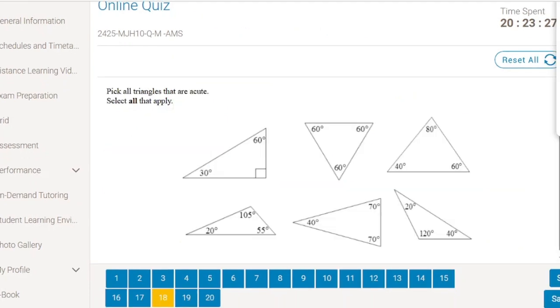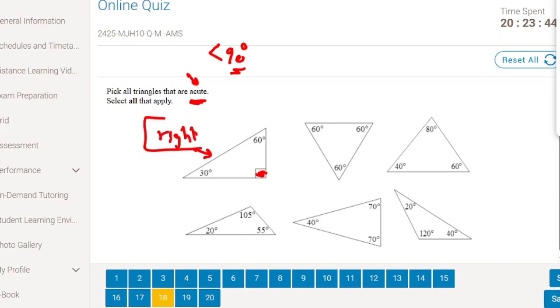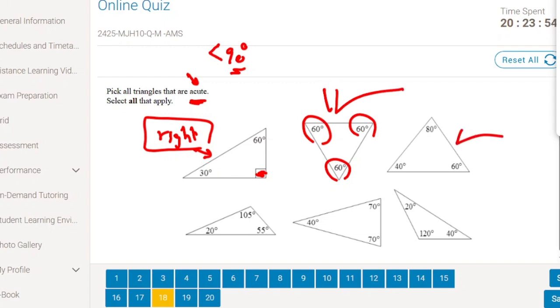Pick all triangles that are acute. Acute means angles are less than 90 degrees. Okay, let's see the first triangle. I have 30, 60, and 90. 90 is not acute, this is a right triangle. Here I have 60, 60, 60. Yes, this is acute. 40, 80, 60. Yes, acute. All angles are less than 90.